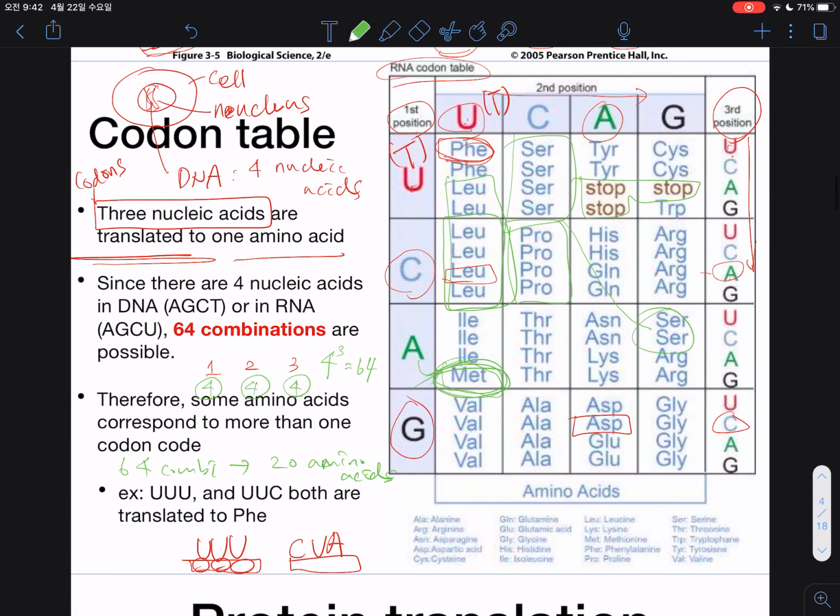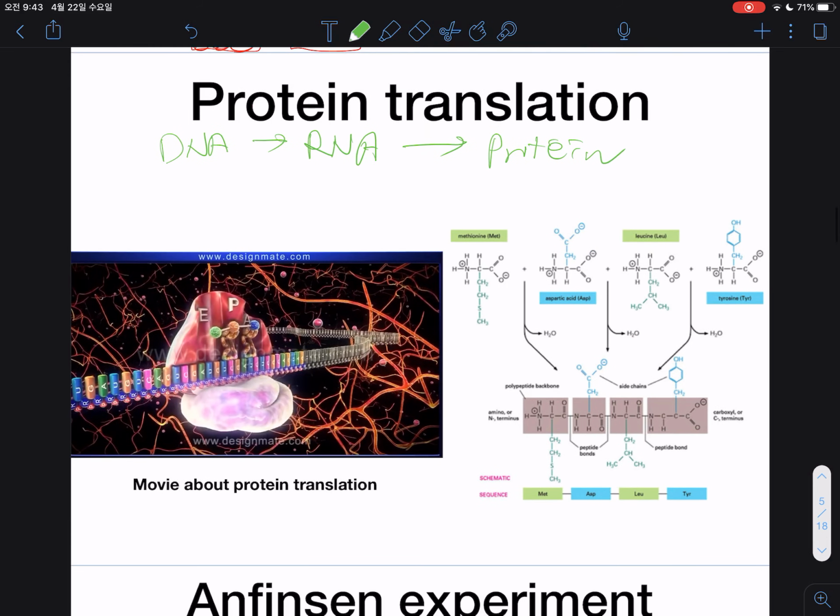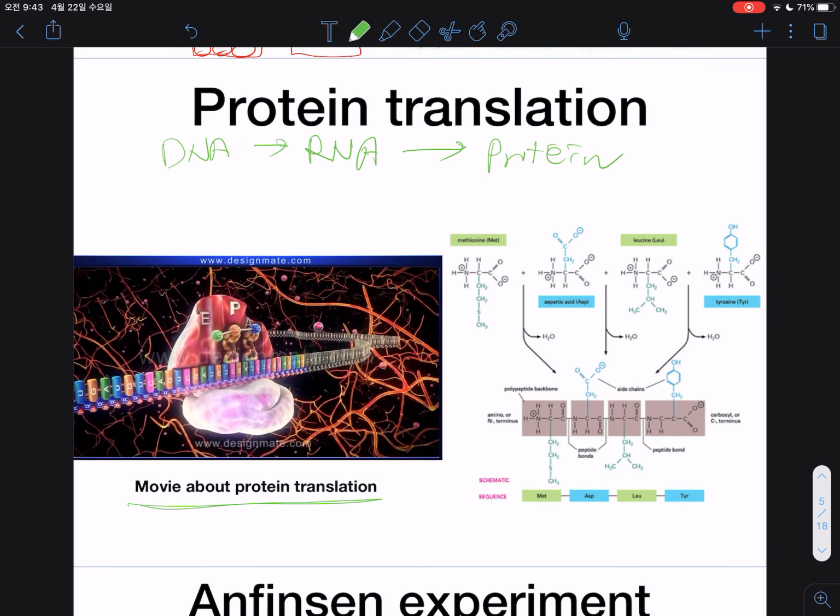Based on this codon table, the DNA information is transcribed to the RNA, and the RNA information is translated to a protein, and becomes a protein. Actually, this is the movie about the protein translation. This should be a movie, but since I'm giving a lecture on a PDF file, I'm going to provide you the link of this movie file. I recommend you to watch this movie, since it is very well made.